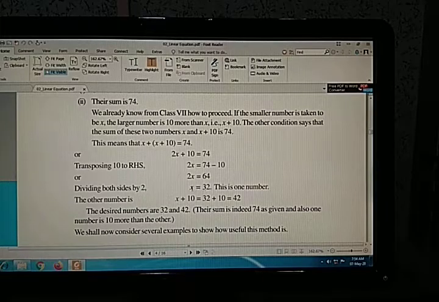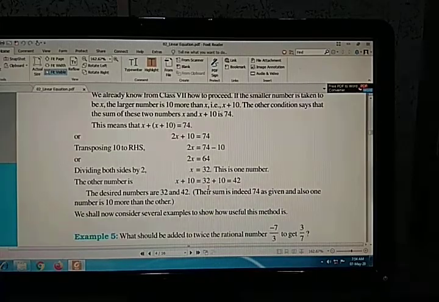Then from here we get the value of x. Whatever value of x we get, this is the smaller number. X we got here is 32. So this is the smaller number, not the larger number. And the larger number we'll get just by adding 10 to it. That is 32 plus 10, the larger number will be 42. And if you do the sum of 32 and 42, what do we get? We get 74. So our answers are very much true. No problem with the answer. We have verified our answer.